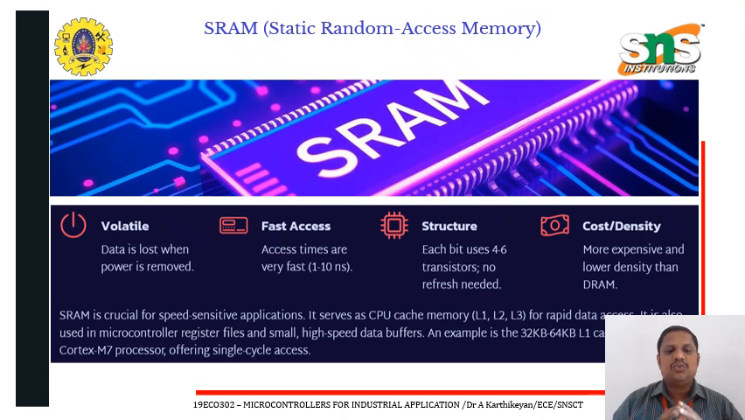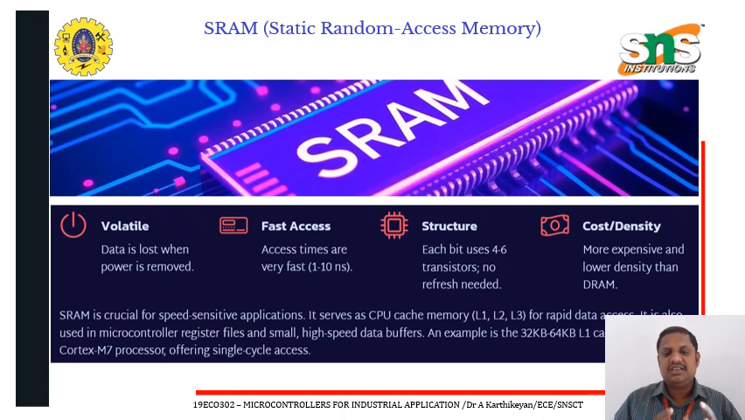Mainly SRAM is volatile, with fast access and simple structure, and it is cost effective. These are the main advantages of SRAM, static random access memory. The drawback is that data is lost when power is removed. That is volatile, whereas the previous one is non-volatile and stores data for 100 years. SRAM has fast access, around 1 to 10 nanoseconds. Imagine the speed of fetching information within 10 nanoseconds.